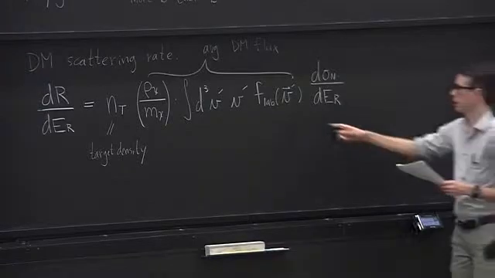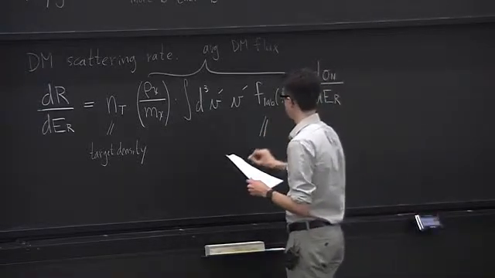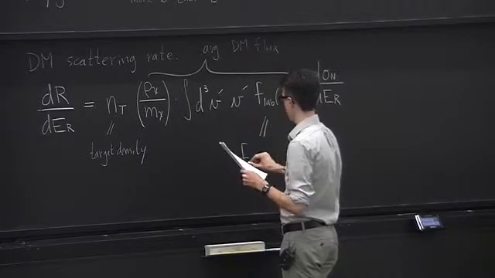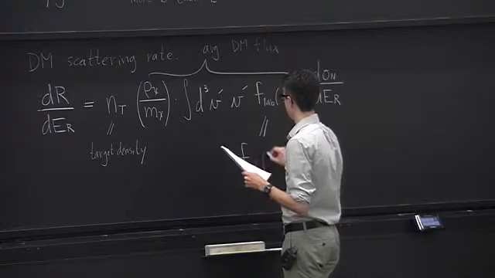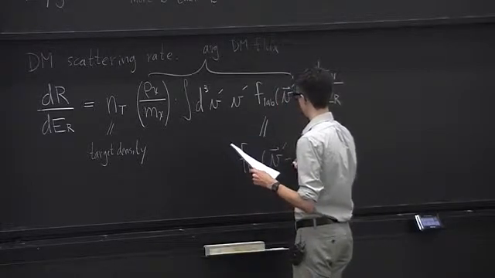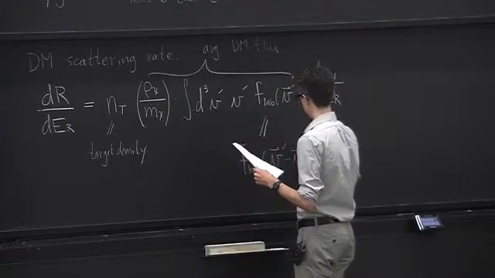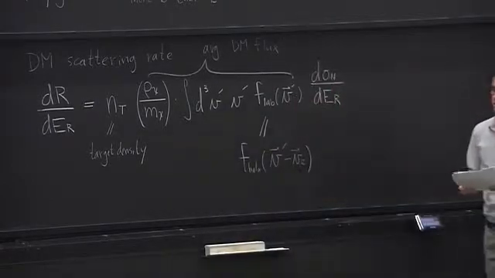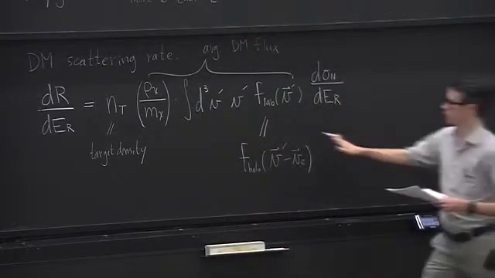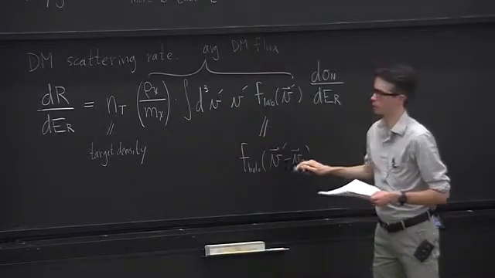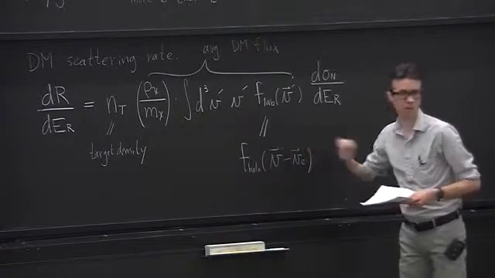Okay, and again, this f_lab just turns out to be the same distribution function I had before, this f_halo, but now a function of v, which is v' minus v_Earth. So it's just a matter of here, this velocity is the Earth frame lab velocity, and I have to convert the halo frame to the Earth frame, so I just make that substitution.